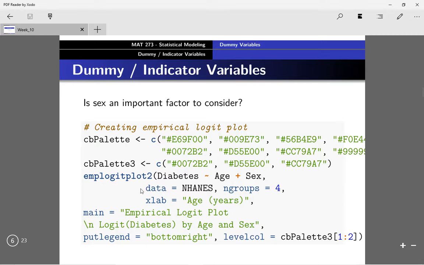So yeah, here what we're doing is we're making an empirical logit plot using this emplogitplot2 function, which is from the Stat2Data package.